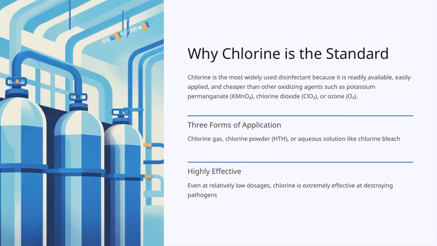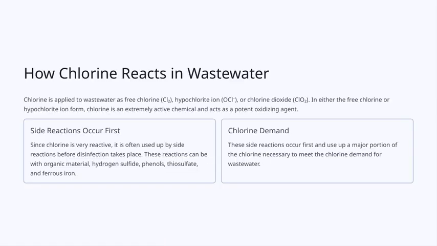One of the most impressive features of chlorine is its high effectiveness. Even at relatively low dosages, chlorine can destroy a broad range of pathogens very efficiently. This potency is a key reason why it remains the standard in disinfection practices worldwide, supporting our overall goal of maintaining safe, healthy environments. Let's talk about how chlorine reacts in wastewater.